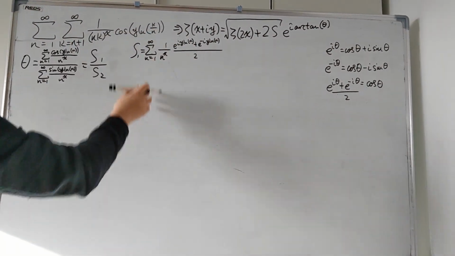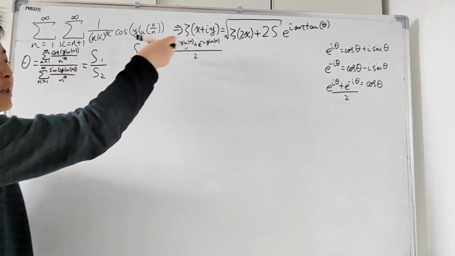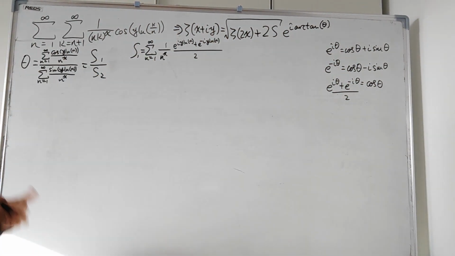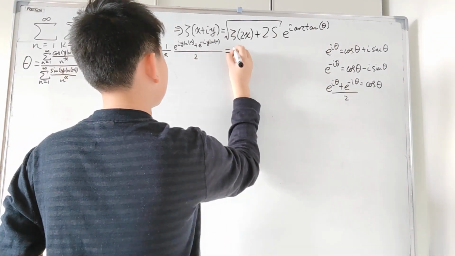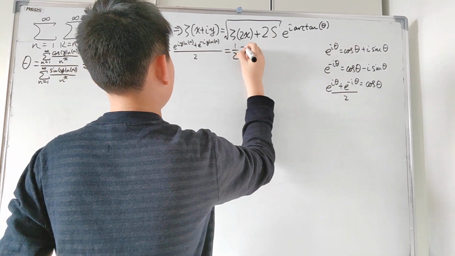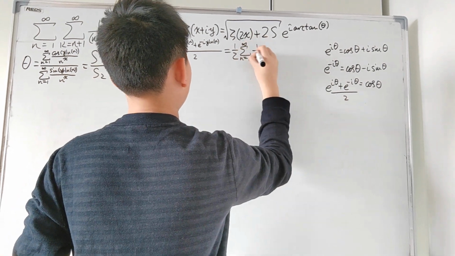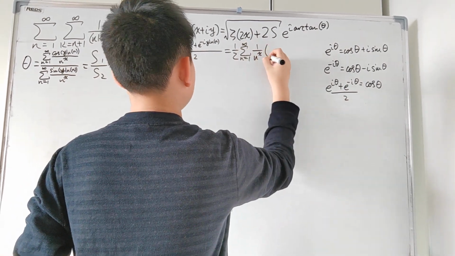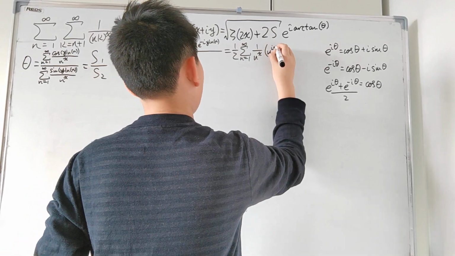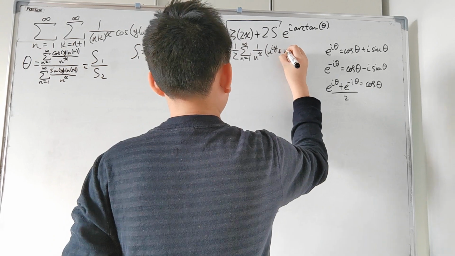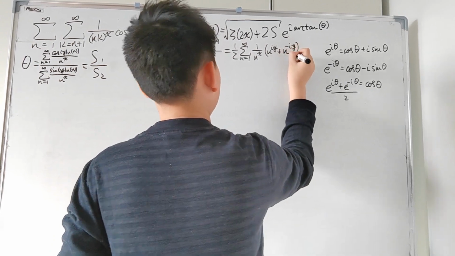Now we can do 2 is a constant, drag that out. But more importantly, this is just n to the iy and n to the negative iy. And we're going to use that. So we have equals 1/2 times the sum, n equals 1 to infinity, of 1 over n to the x times n to the iy, plus, oh no, it was plus n to the negative iy here.